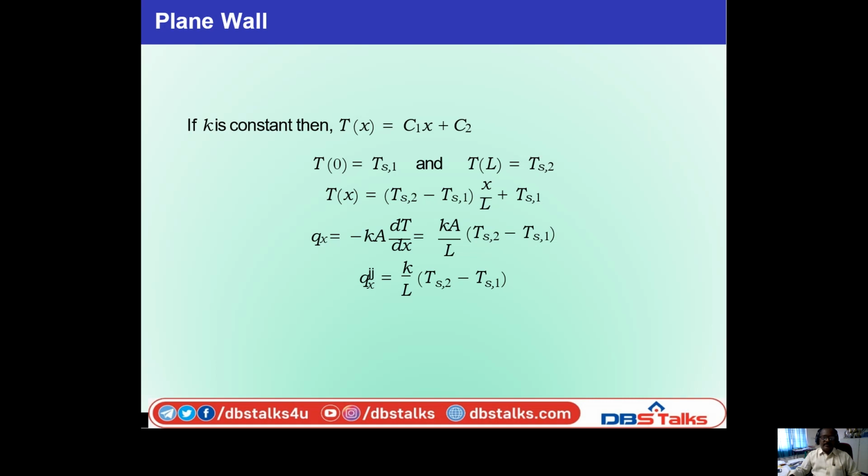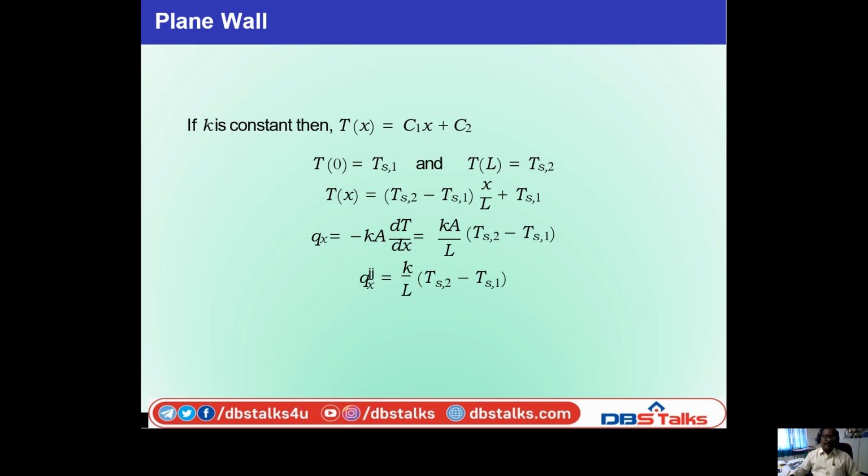So for dT by dx, we already know T. If you substitute T into dT by dx and differentiate, the constant becomes 0. So d by dx of (Ts2 minus Ts1) into x by L, the x gets cancelled. So this becomes kA into (Ts2 minus Ts1). So conductive Qx equals kA by L into (Ts2 minus Ts1). This is the heat transfer.